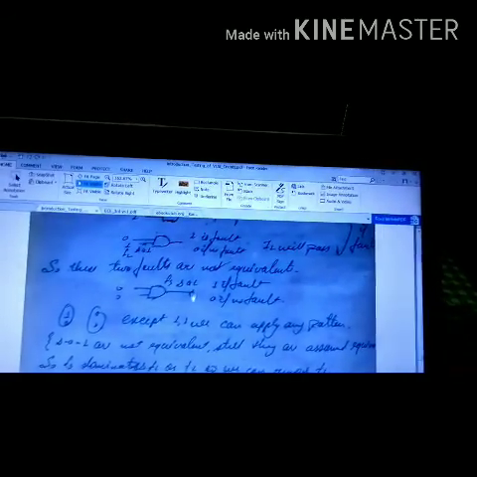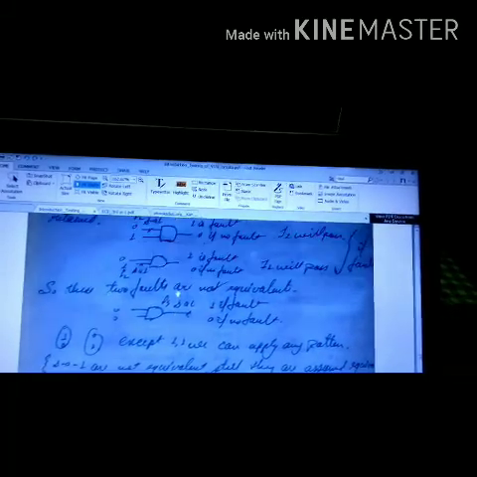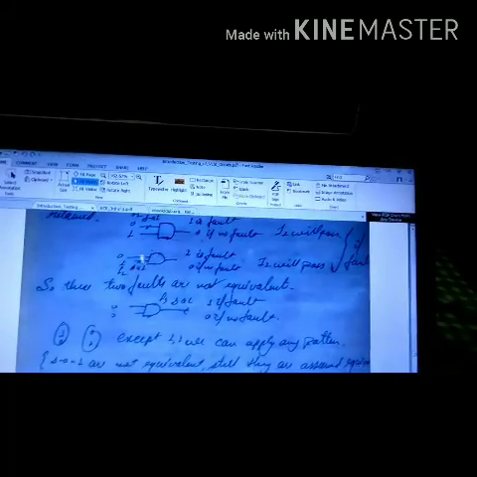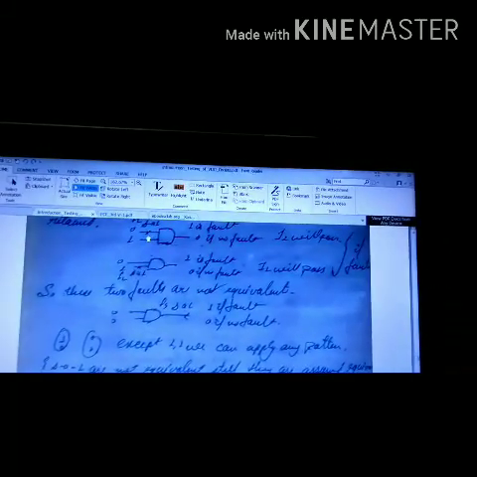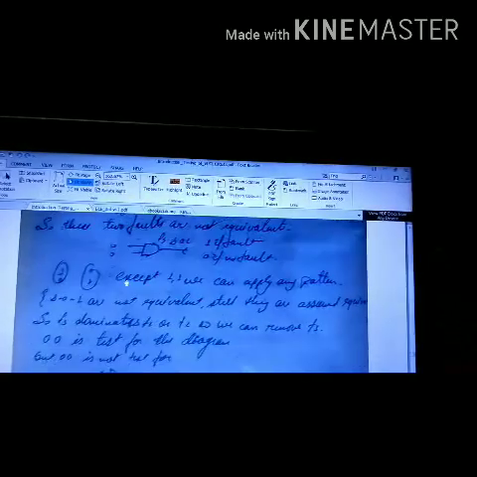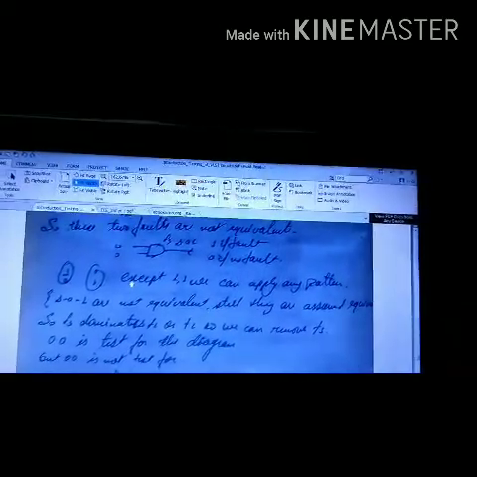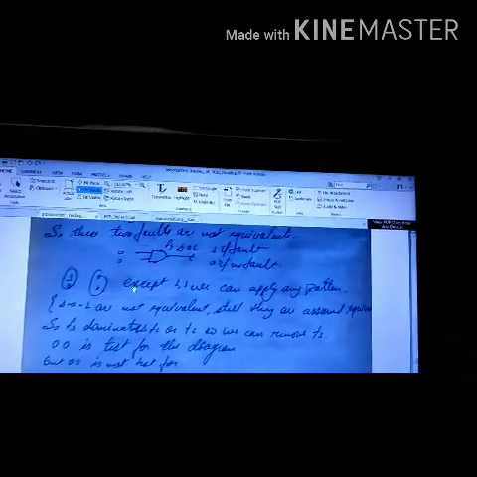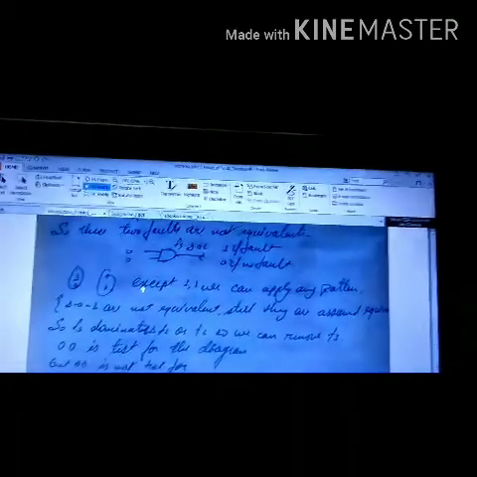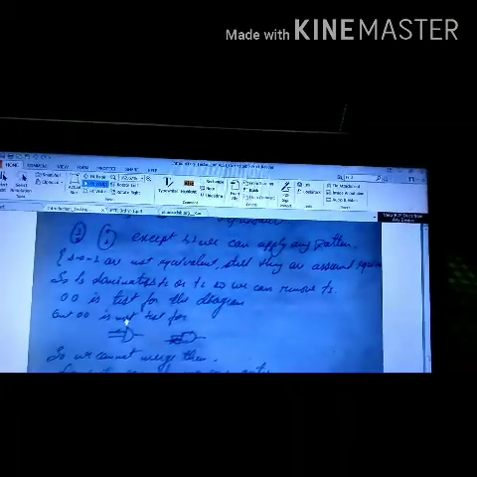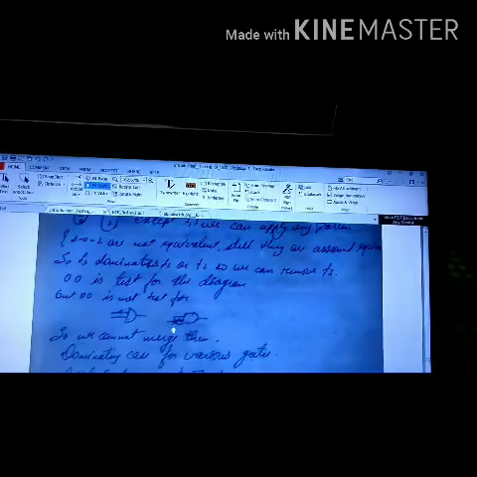So the stuck-at 1 fault at the output dominates the stuck-at 1 fault either at this input or at this input. The 0 0 is the test for this one, but 0 0 is not the test for this complete circuit, so we cannot merge them.